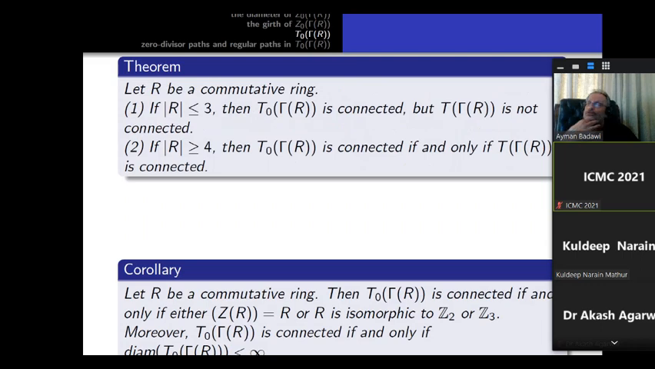What about if we move to the next graph, which is the total graph without the zero element? You see T indexed by 0. This graph, let me remind you, the vertices are all elements of the ring except 0. And how do we connect them? Two vertices are connected by an edge if and only if, when I add them, I come up with a zero divisor. All right?